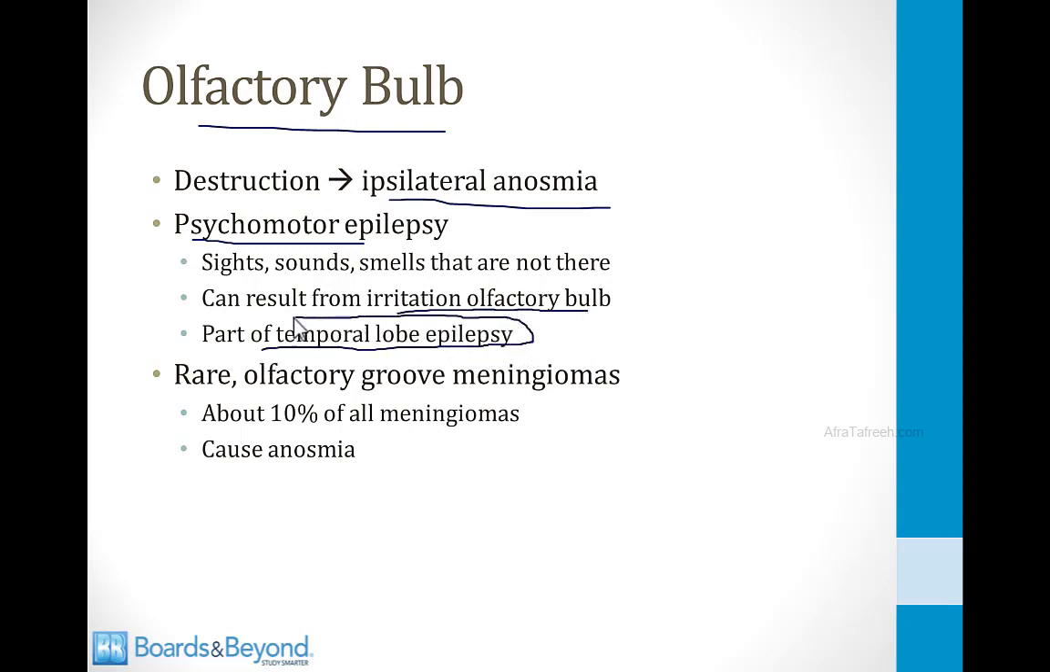And you should know that the temporal lobe is commonly involved in many forms of epilepsy. It's also a common site of herpes simplex virus infection, which can lead to seizures. There are rare olfactory groove meningiomas that can affect the olfactory bulb. These are extremely uncommon, but they would cause anosmia.